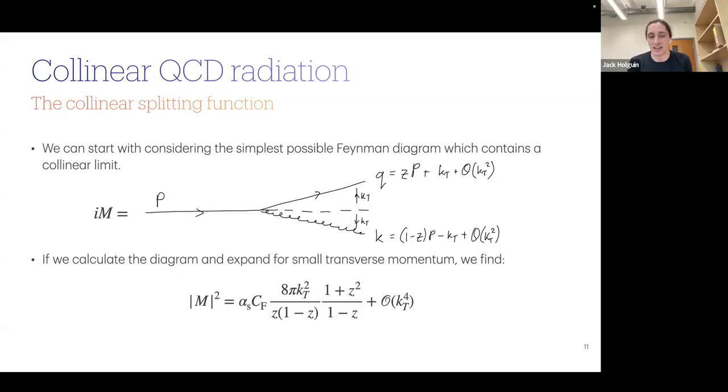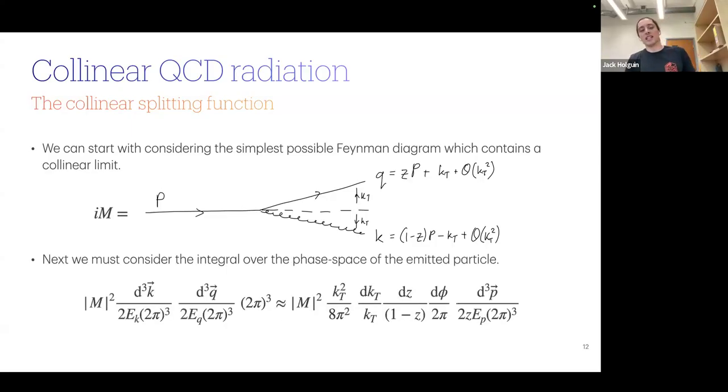Now, if you calculate this diagram and expand for small transverse momentum, you get the squared matrix element I've given here. Doing this calculation is a little fiddly. You need to make sure that all your polarization vectors of the outgoing particles are properly on shell. And that can be a bit of a faff, so I've not gone through it in detail here. But it's a textbook result. If you wanted to see, for instance, a calculation of it done, you could look at chapter 5 of QCD and Collider Physics by Ellis, Stirling, and Webber.